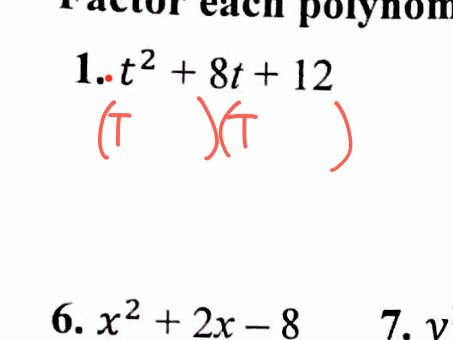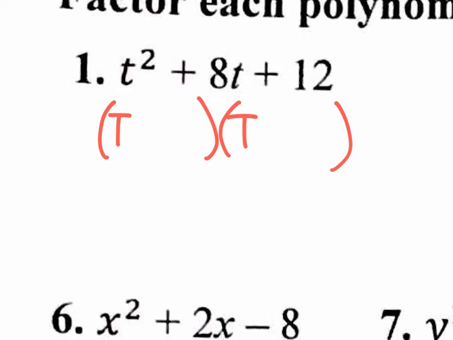Like let's say you had an 8 in front. Then it wouldn't be t times t is 8t squared. It might be a 4t times 2t. It might be an 8t times 1t. So there's different possibilities. So that's when we have to use the long process that we'll be reviewing more.